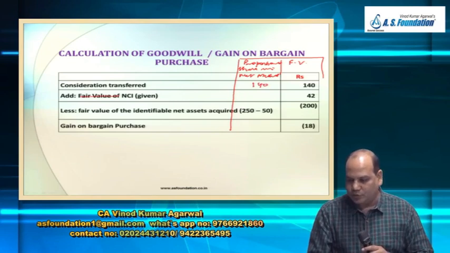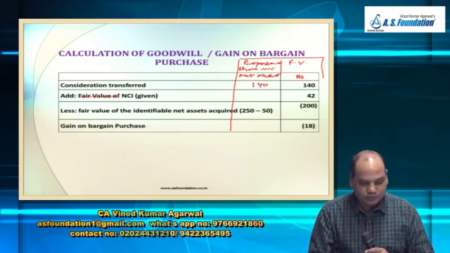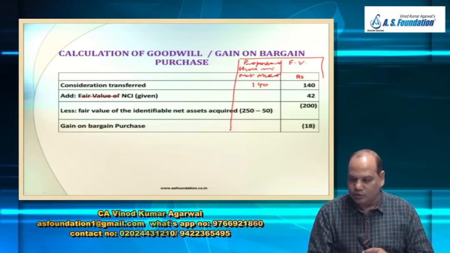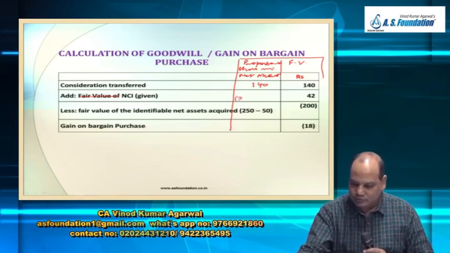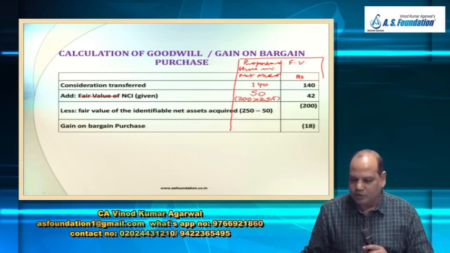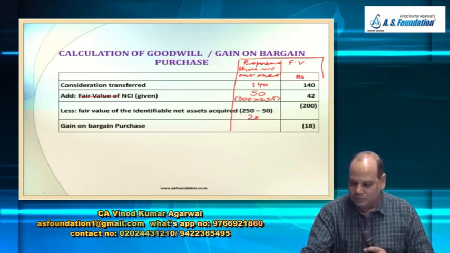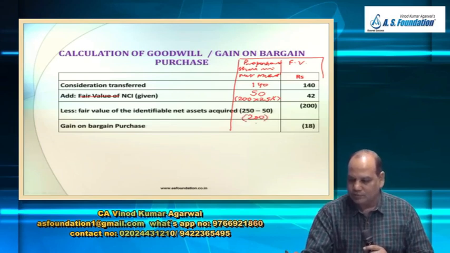In case of proportionate share in net asset method, you will write 200 into 25%. How much is that? 50. And in fair value column write 42. Then write down less fair value of net asset, 200.